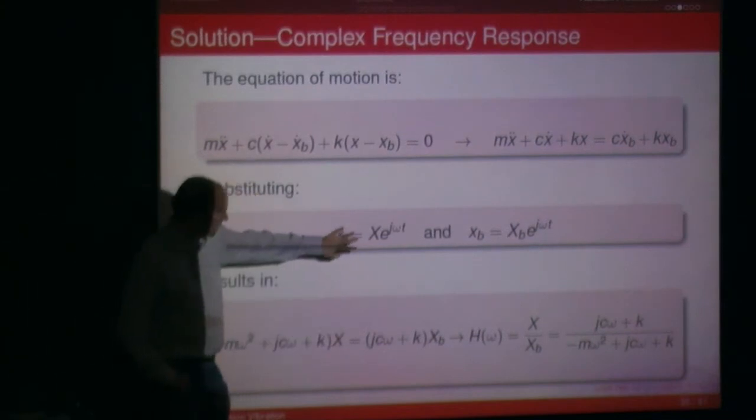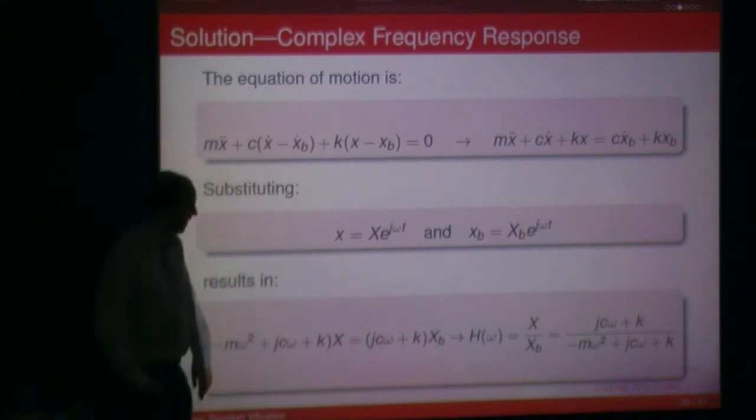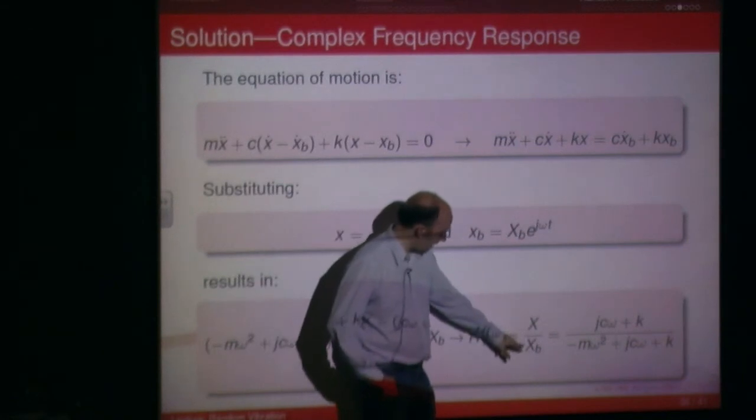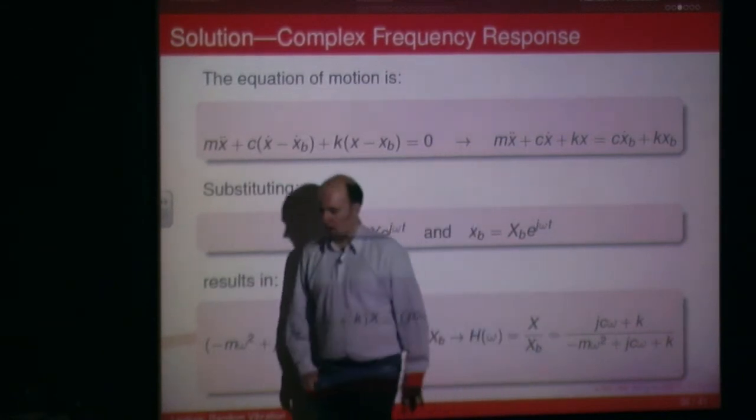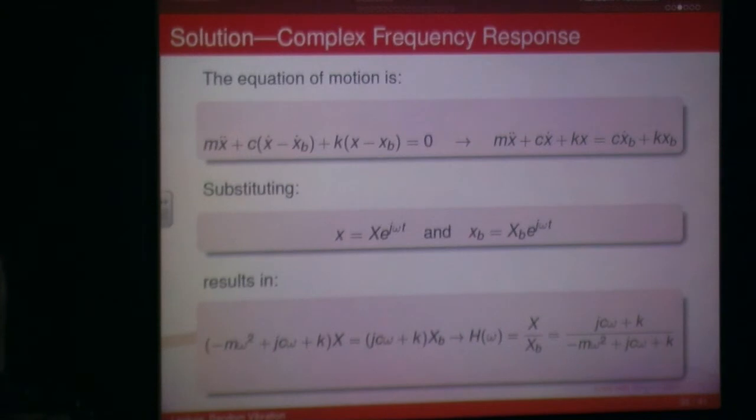The exponentials will cancel out because they're the same on both sides. And I take my output, which is my x, divided by my input to give me this function, and that is the complex frequency response function.